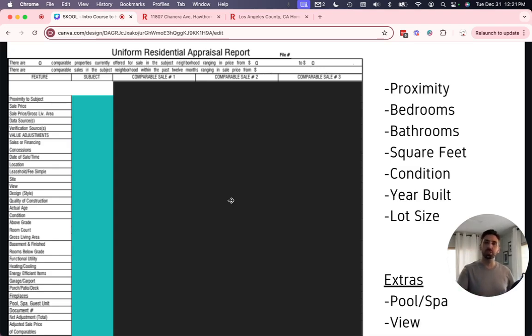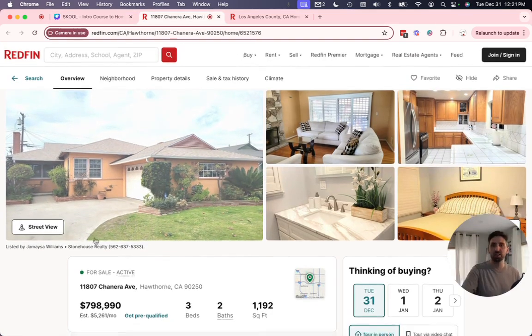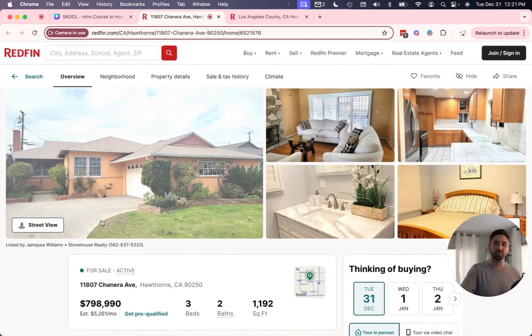And what I'm going to walk you through is what they're going to do in order to get a sense of the comps that they're going to use. So let's assume that this is the house for sale that you're putting in the offer on.